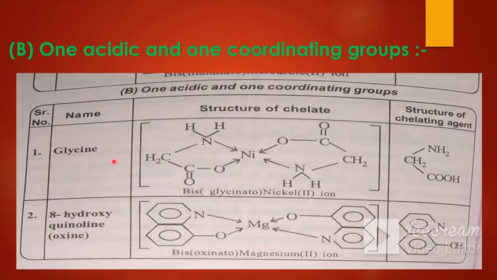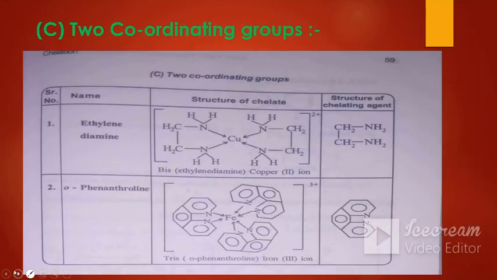Second example of this subclass is 8-hydroxyquinoline, that is oxine, centrally Mg, that is magnesium. Here also one acidic and one coordinating group, and the name of this structure is bis oxinato magnesium 2 ion. Now C, that is two coordinating groups.